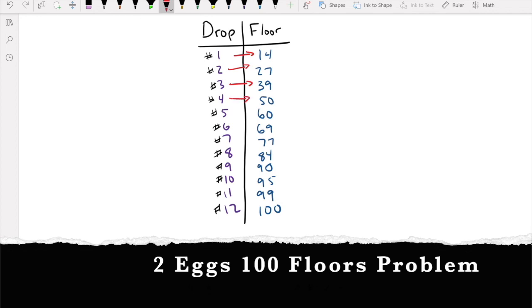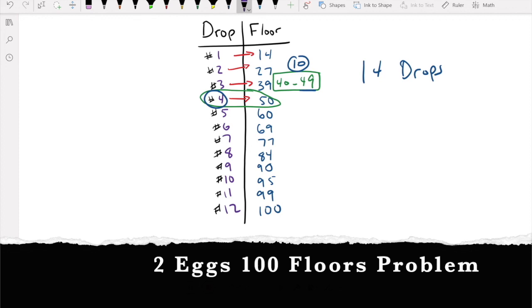Say on your 4th drop, on the 50th floor, it breaks. Now you have to check the floors 40 to 49. You know one of those is going to be this nth floor you're looking for. So if it breaks on the 4th drop, you dropped it 4 times, and worst case scenario, the nth floor is 49. So you have to check 40, 41, 42, all the way to 49. So that is 10 extra drops. So 4 plus 10 would be 14 drops. That's worst case scenario if your first egg breaks on the 4th drop.